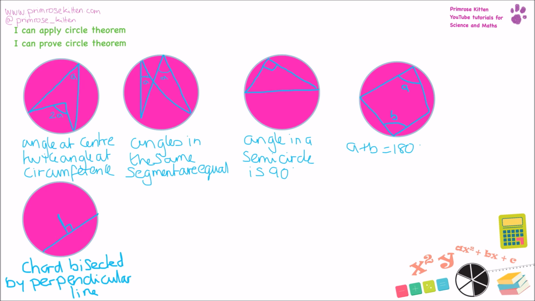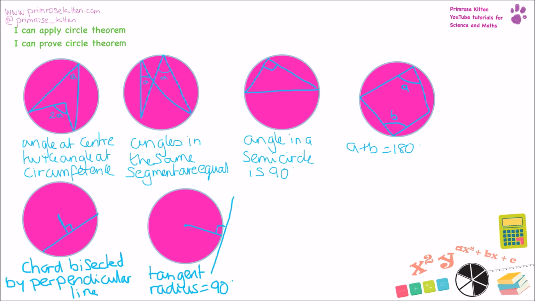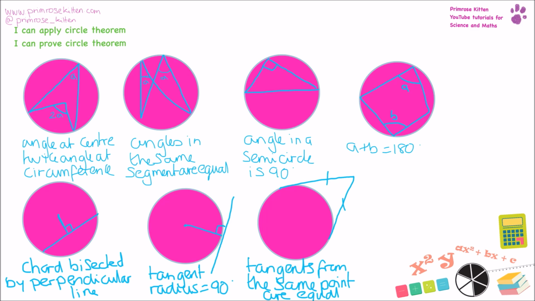A chord can be bisected by a perpendicular line from the centre. The angle between the tangent and the radius is 90 degrees. Two tangents that come from the same point are equal. And the alternate segment theorem tells us that this angle and this angle are going to be equal, and this angle and this angle are going to be equal.